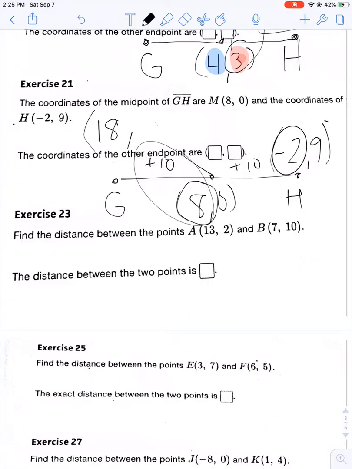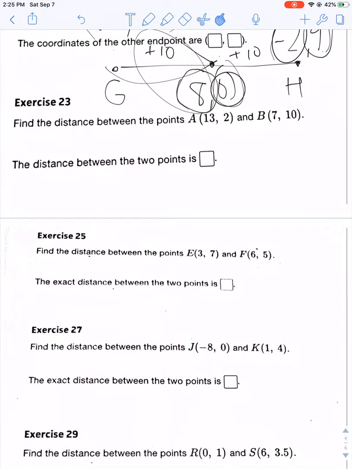Now, similarly, how far is it from 9 to 0? Well, you have to go down 9. So if it's down 9 to get from here to here, it's got to be another down 9 to get from here to here. Down 9 from 0 is -9. And there is our point G.